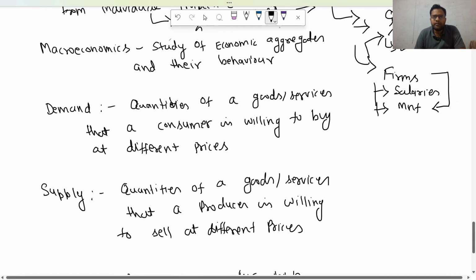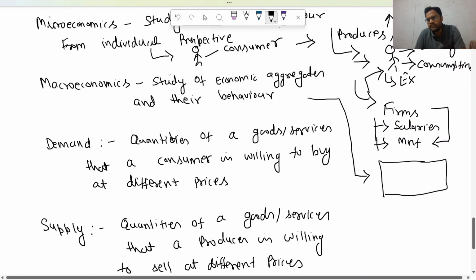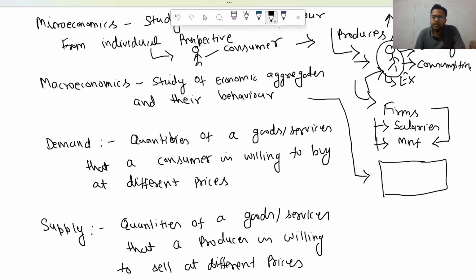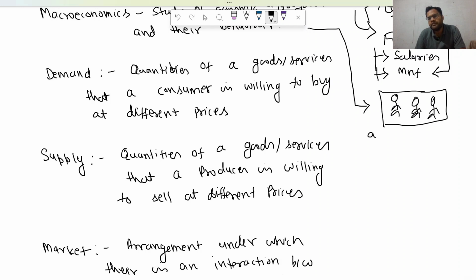In the macroeconomy, we study the same thing but from a group of people, not for a particular person. As we had seen, here we are studying from an individual perspective, from an individual consumer. In macroeconomic terms, we study the same from many people. Like we find out some aggregate values, as you have come across GDP of a country. So these studies come under the macroeconomic.